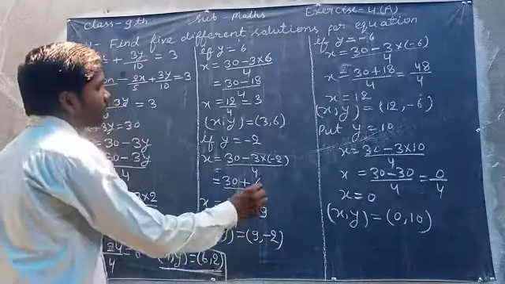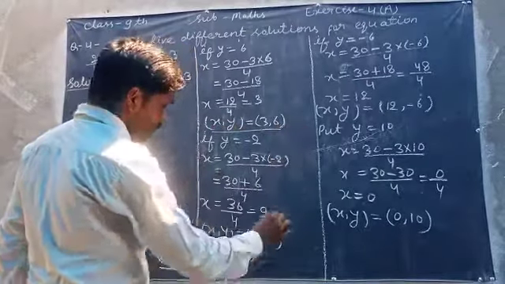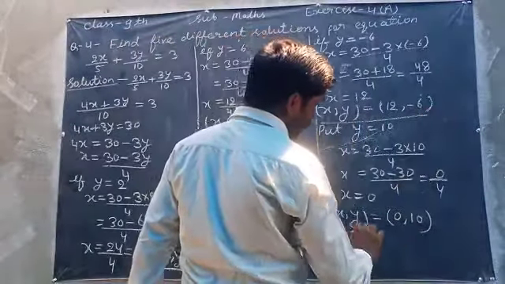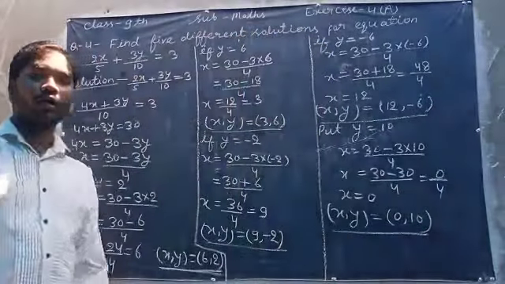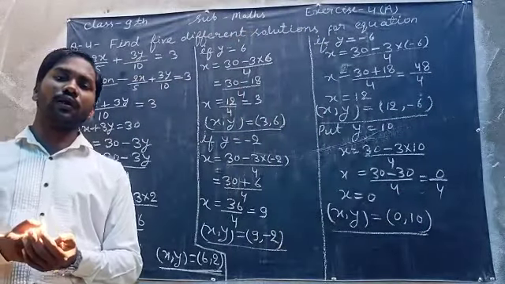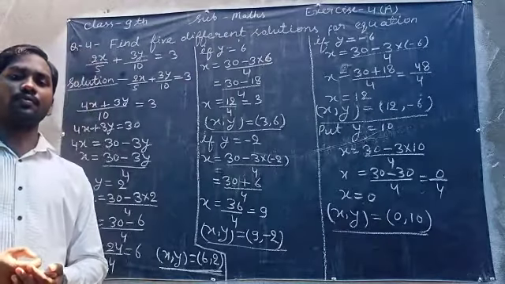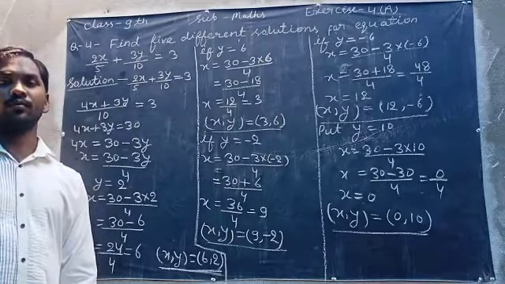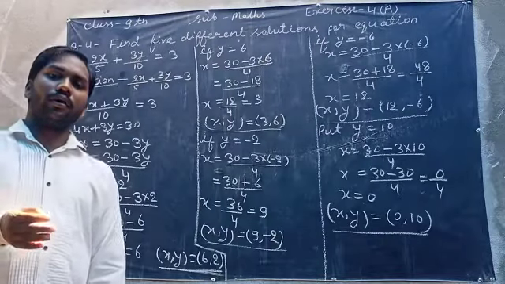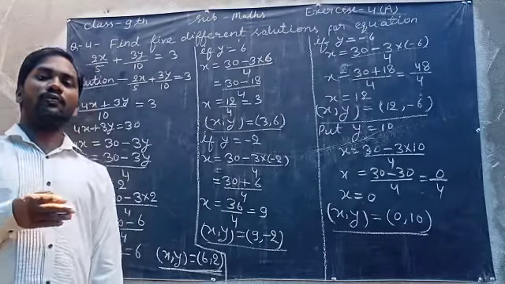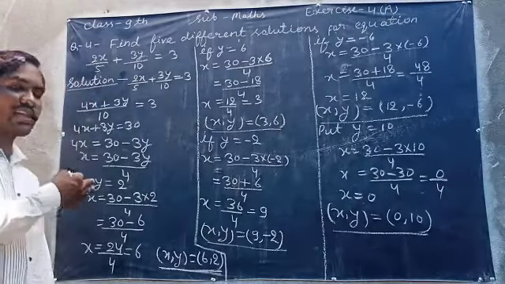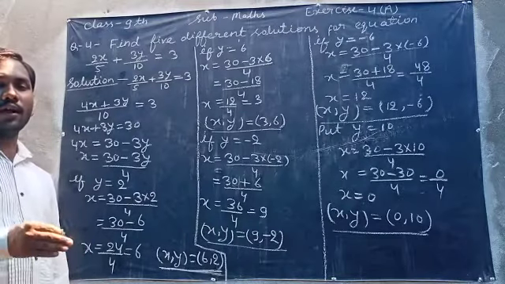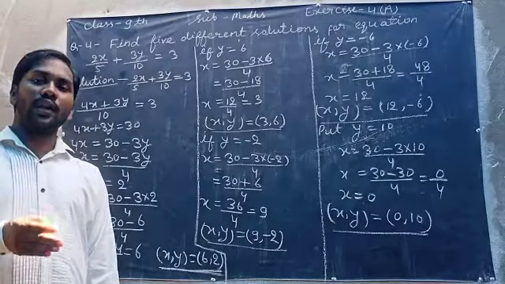Now you can see our solutions. This one is first, this one is second, this one third, here is the fourth, and this is our fifth solution. So for finding the solutions of a linear equation, you have to put the value of one variable, and in that case you will get the value of the other variable. In this way you can solve any linear equation and find the values of x and y.